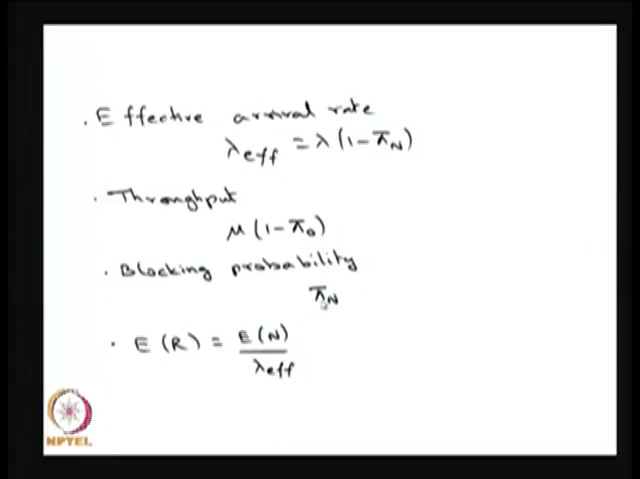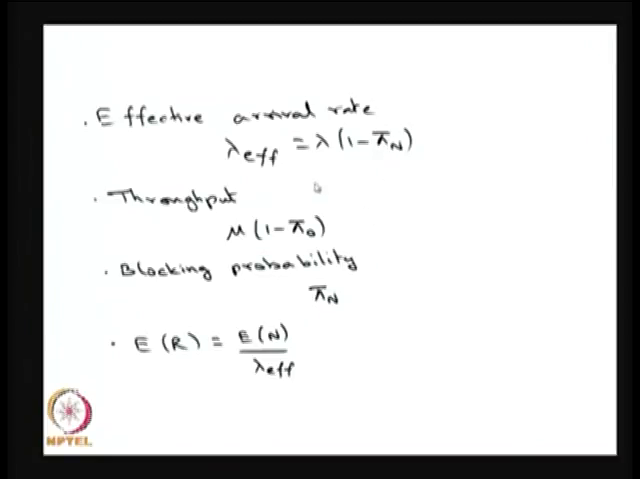Since it is a finite capacity system, one can find out the blocking probability also. Blocking probability is nothing but the probability that the customers are blocked. The customers are blocked whenever the system is full. Therefore, the blocking probability is the same as the probability that the system is full, that is pi n.